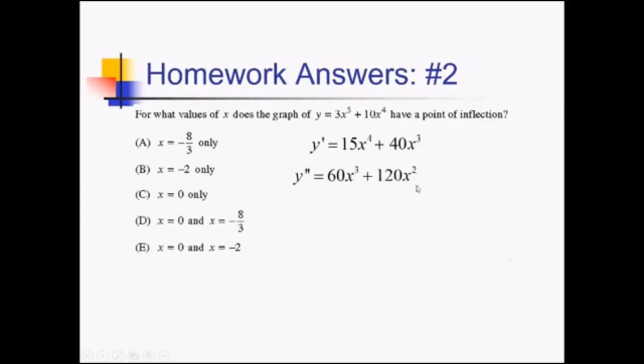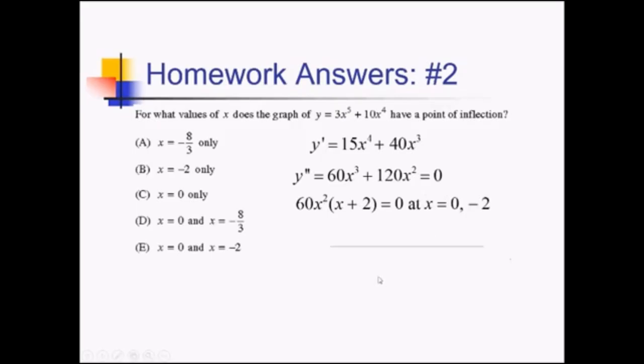We're going to set this equal to 0 now and solve for critical values. I can start here by taking out a 60 and an x squared. That's going to leave me with x plus 2 equals 0. So we see this is going to be true when x is either 0 for this first piece or negative 2 for this other parentheses. And that gives us two critical values to do some sign analysis on.